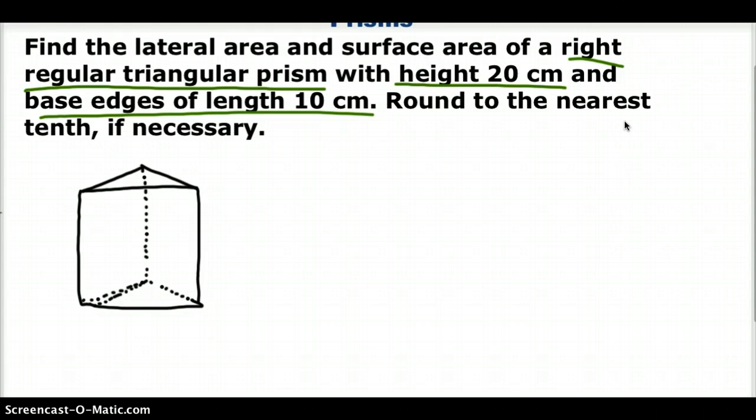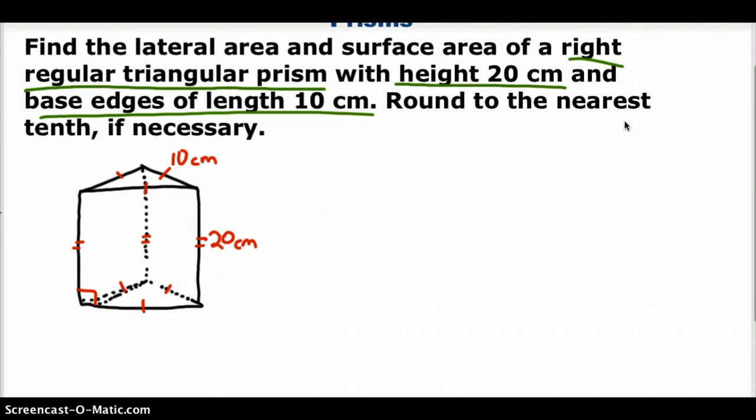But again, it's a right angle here. We're assuming that our lateral edge is perpendicular to our base edge. We'll say that again. All of these side lengths are the same, right? They're all going to be 10 centimeters. Okay, and let's see what else. We have a height of 20 centimeters, right? So it means all of these sides are going to be 20 centimeters.